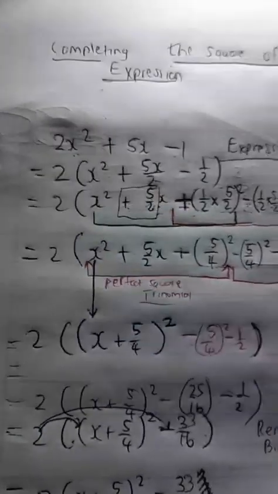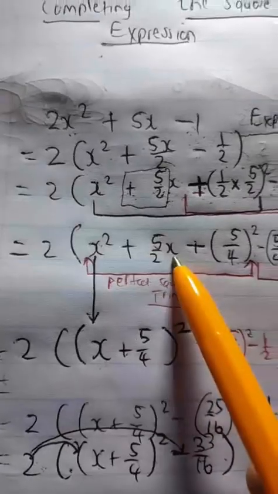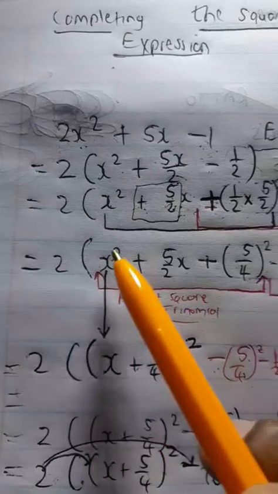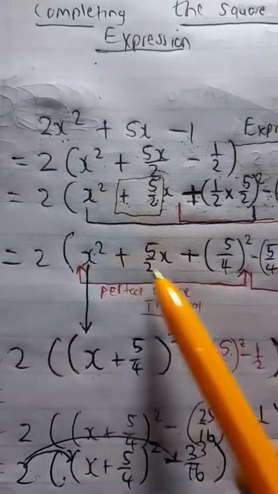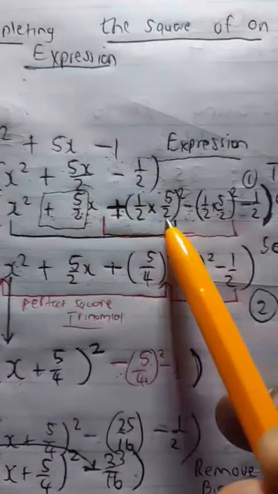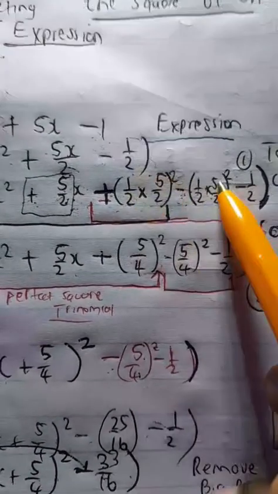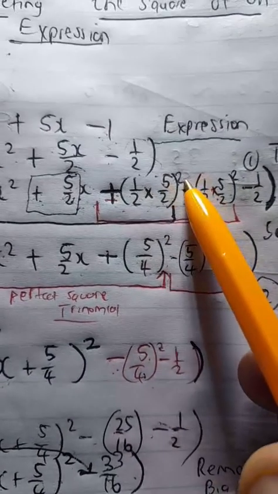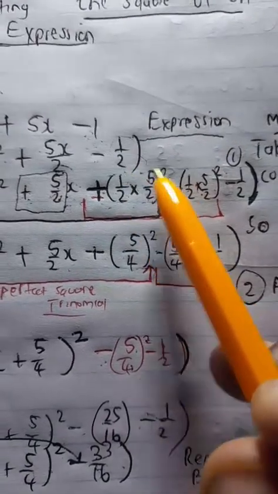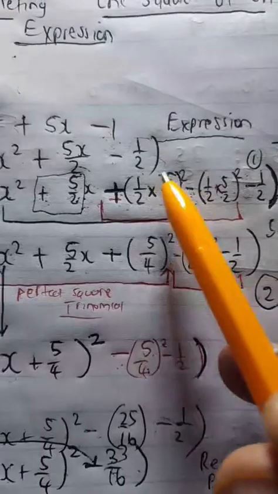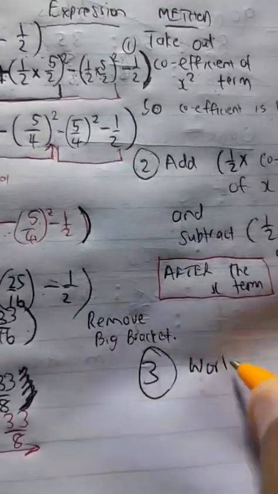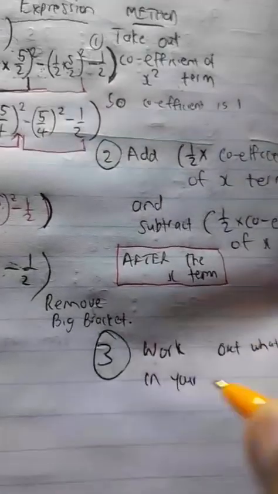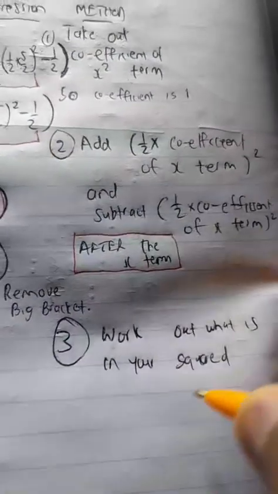Let's move on. Step number 3, which is important. We write 2. The bracket is still open. We have x squared, which was there originally, plus 5 over 2x, which was there originally. Then we work out what is inside the bracket. Please, people, we work out what is inside the bracket while still keeping the square. Okay, so you can take your calculator quickly and say half times 5 over 2. What's half times 5 over 2? So I'm going to write this. Work out what is in your squared brackets.